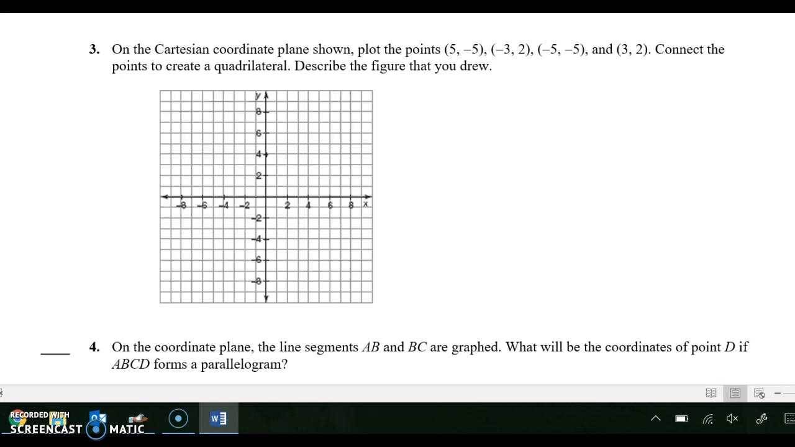Number 3. On the Cartesian coordinate plane shown, plot the points (5, -5), (-3, 2), (-5, -5), and (3, 2). Connect the points to create a quadrilateral. Describe the figure that you drew.